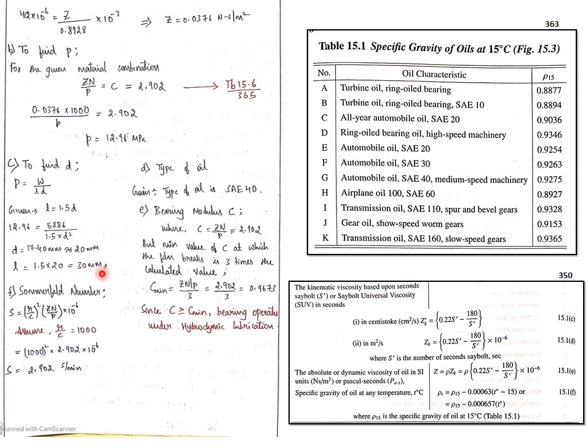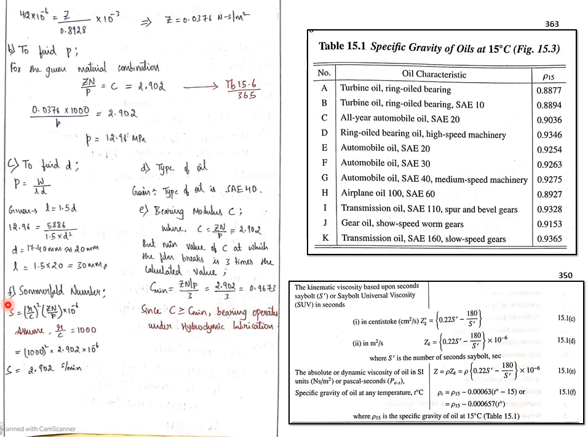Next, the type of oil which has been given is SAE 40. Next is bearing modulus C, that is Zn by P, which is 2.902, but the minimum value of C at which the film breaks is 3 times the calculated value. So now you have to divide this 2.902. Just check it.